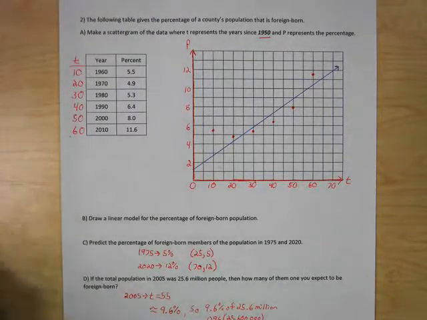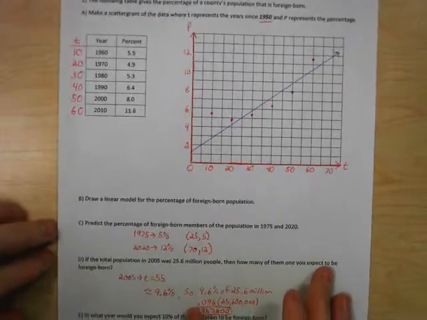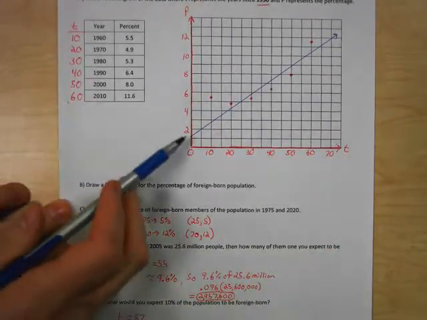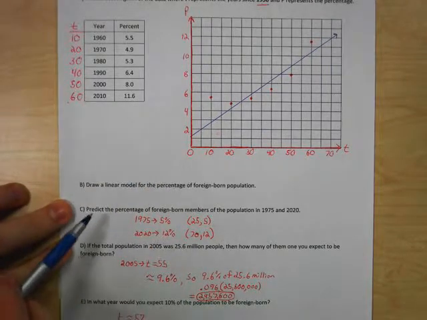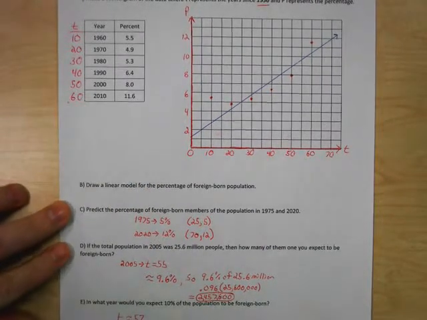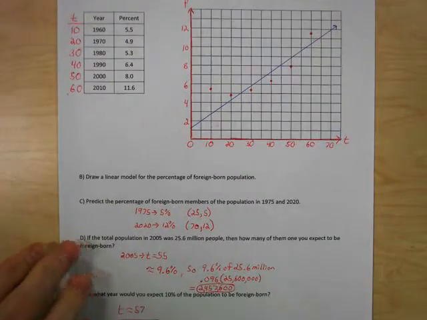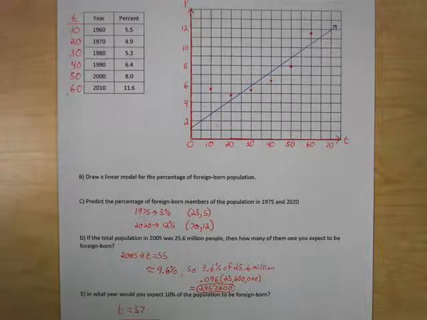Okay, so now using my line, what I drew, my blue line, in part C, I'm going to predict the percentage of foreign-born members of the population in 1975 and 2020. Again, this is using my line. In 1975, it looks like about 5%.